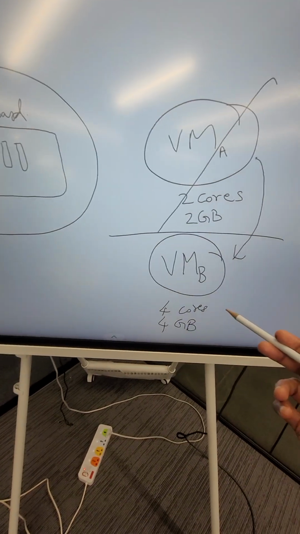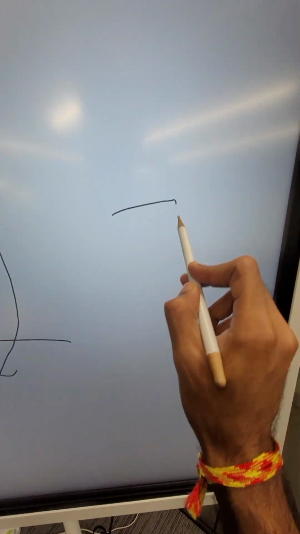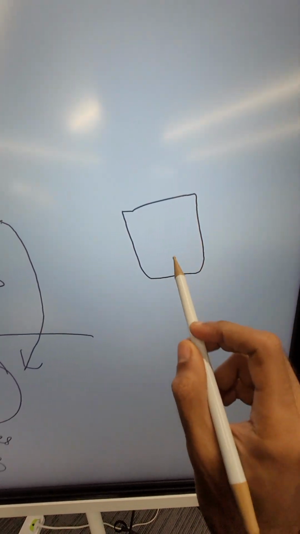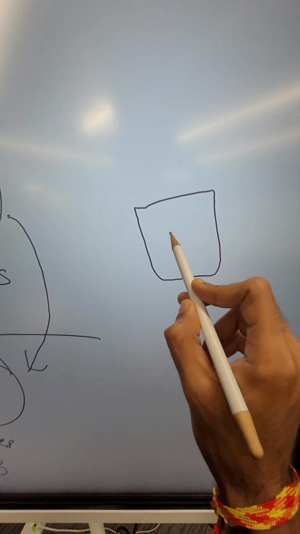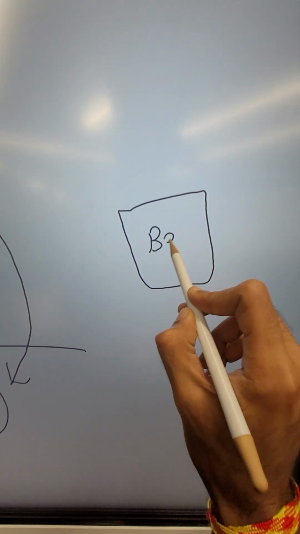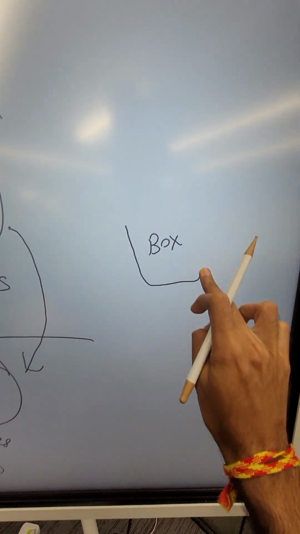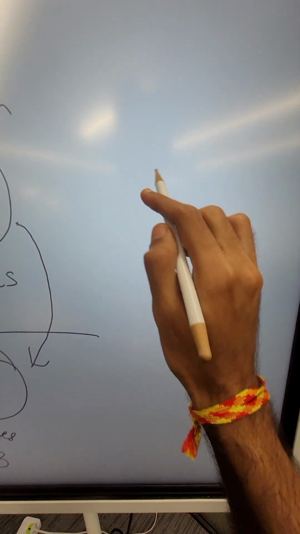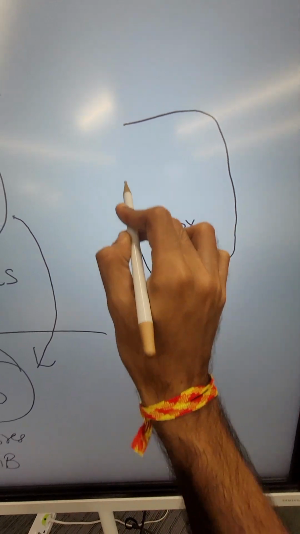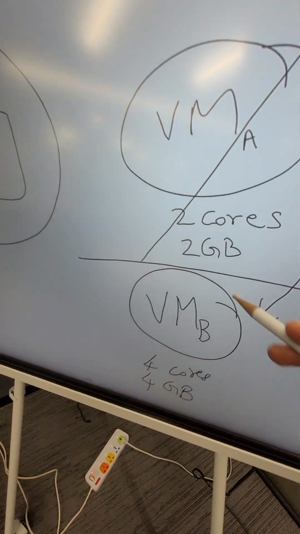So this way, what you have done is, you have taken your box. Usually people call your VMs boxes or nodes and so on. So you take your box and you scale it by increasing the size of the box, though in this case it was a separate box.